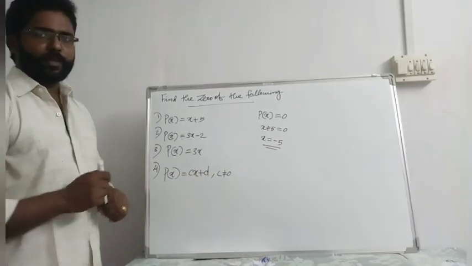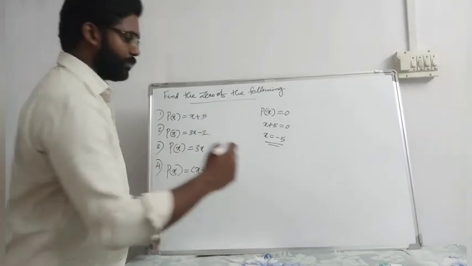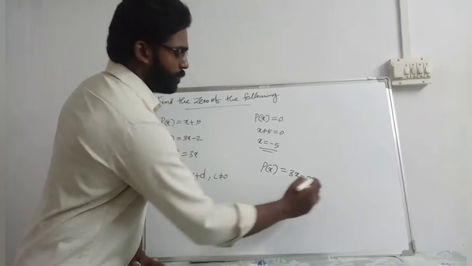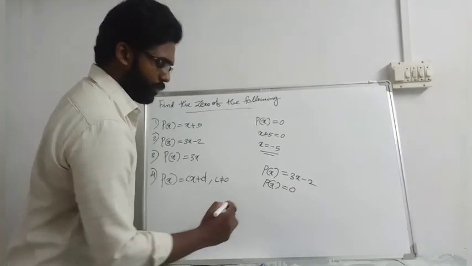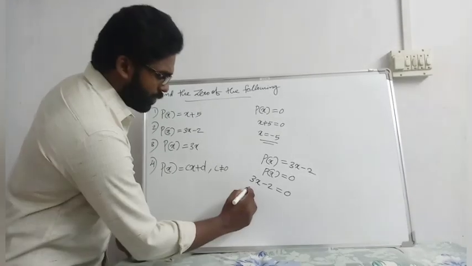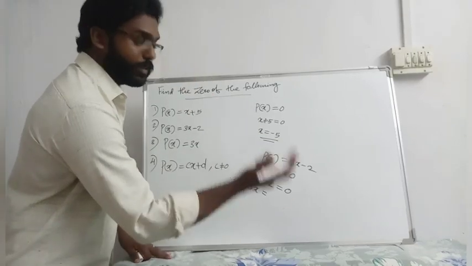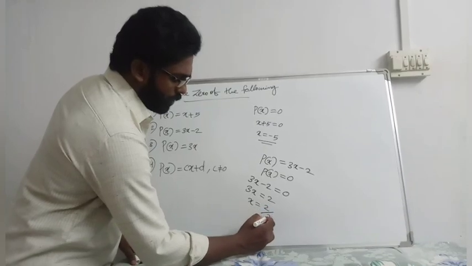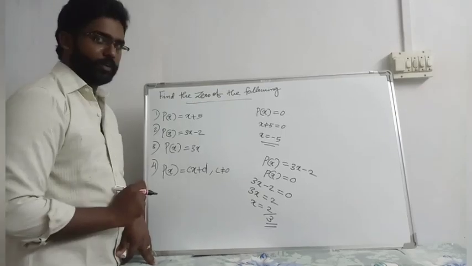On this type of example, you can write directly. This is useful for the second one. P of x equal to 3x minus 2. Our aim is that this polynomial becomes 0. Therefore, 3x minus 2 equal to 0. We know 3x equals 2, the minus 2 going to the other side becomes plus 2, and x equal to 2 by 3. So 2 by 3 is the zero of this polynomial.